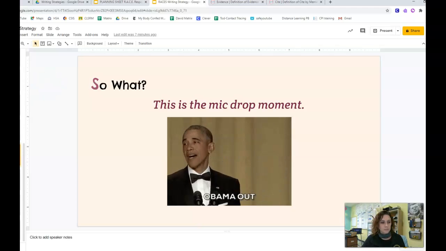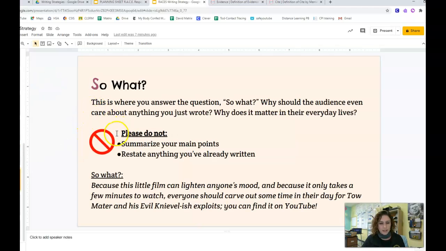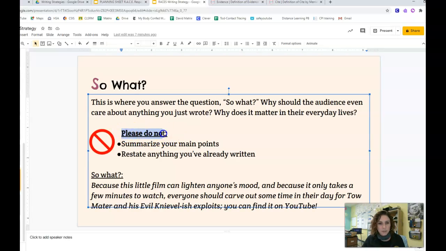Now, I'm going to jump to the middle here first, because I know these are the things you've been taught to do your whole life, and now I'm throwing you for a loop. Please don't summarize your main points, and don't restate anything you have already written. It is bad writing. We don't need to know what you've already told us. It's only a paragraph long. We can remember what we read 3 minutes ago at the beginning of your paragraph. So do not summarize your main points and do not restate anything you have already written.